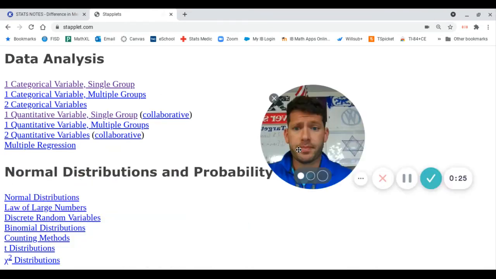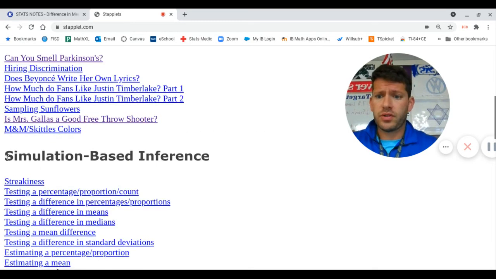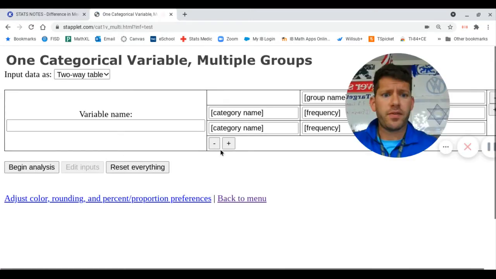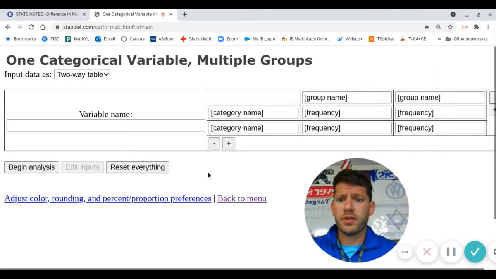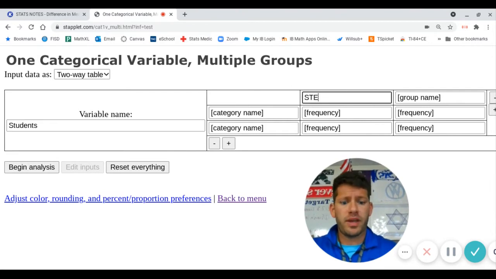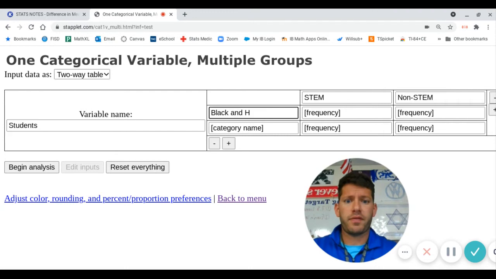Hello, this is me. And we're going to scroll down to traditional inference, and we're looking for a two-sample z-test for proportions. So there it is. We're going to fill in all the information that we need. So our variable name, our students at this university. We have STEM and non-STEM groups. We have one category is the Black and Hispanic females.